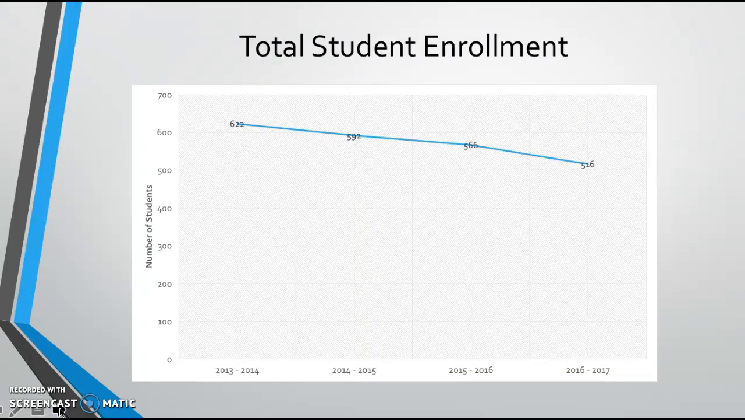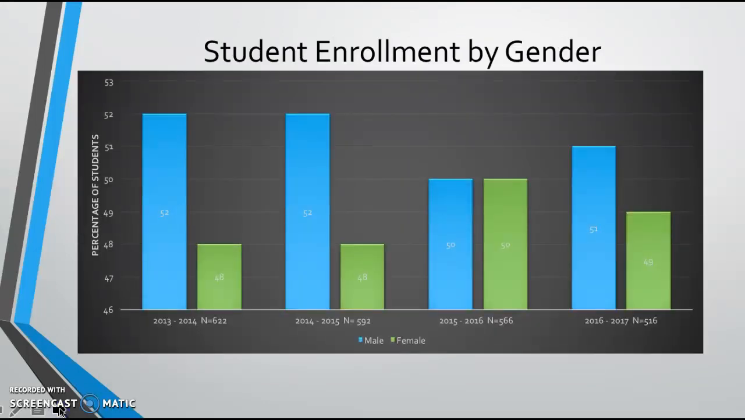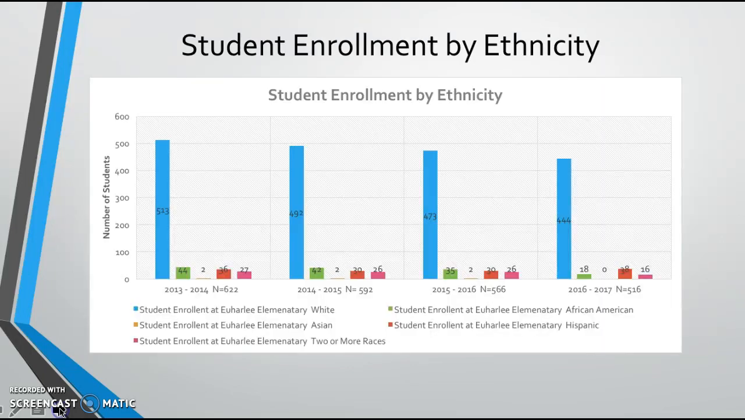In looking at the total student enrollment, you will notice the population of our school has decreased by over 100 students in the past 4 years. This is attributed to redistricting within the county system. Even though the number of students has decreased at Euharlee, you will see the demographics of our school have remained fairly consistent. We are now looking at student enrollment by gender. For the most part, Euharlee has about the same percentage of boys and girls. It varies little year to year, but overall our school is consistently half male and half female.